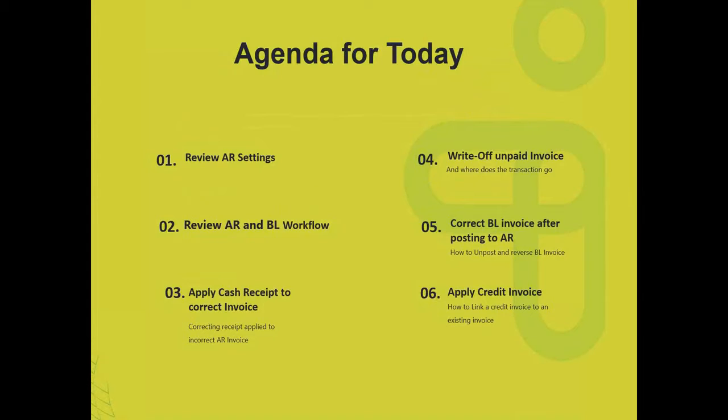We'll run through the process of how to correct an invoice that's come through from billings and contracts, and how to unpost it and reverse it back to billing, and how to make those adjustments. We'll then go through how to apply a credit invoice against an existing invoice, and then, if we've got any time after that, a few of the other tricks with the adjust receivable screen.